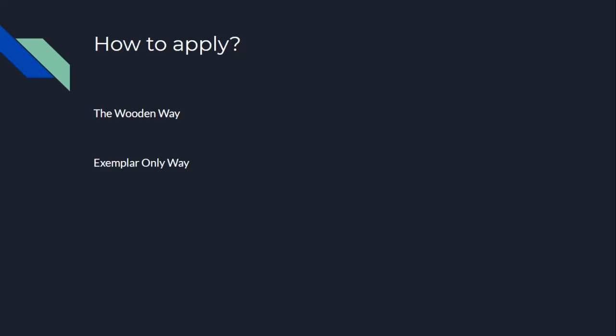So the Wooden way, after John Wooden, his way of teaching was to show the player the exemplar, so what they should be doing, and then show what the player did, which, if he was intervening, was incorrect. So he would show the correct way, then he would show the incorrect way, and then he would show the exemplar again. So the point of showing the exemplar last leads us into the second one, which is exemplar only.